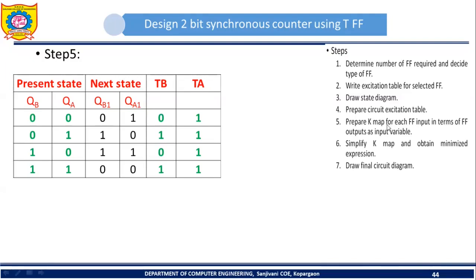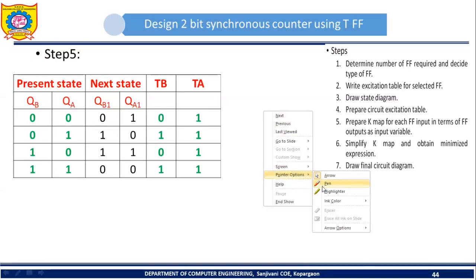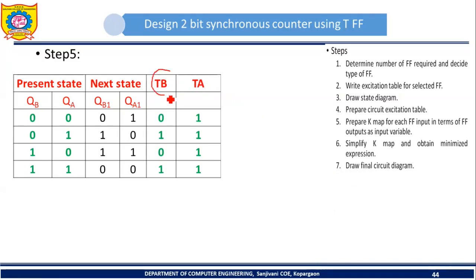So you have to prepare K-map for each flip-flop input. How many flip-flops are we using? We are using two flip-flops, flip-flop A and flip-flop B. Which are the inputs of those flip-flops? One is TA and the second one is TB. So you are supposed to prepare K-map for TA and TB.